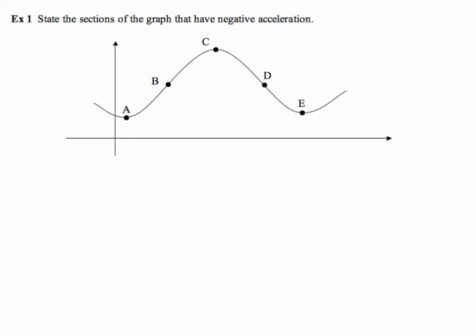So here's a graph, and it states where is the section of the graph, where does it have negative acceleration? Okay, so if you take a look at this graph, it has negative acceleration when it's concave down from B to D.